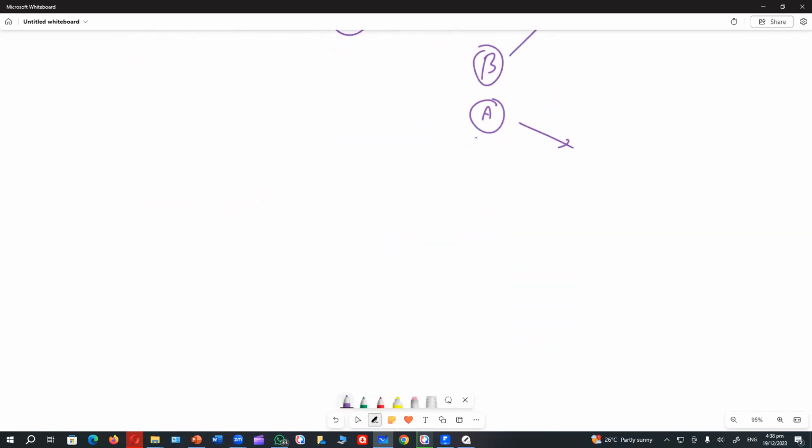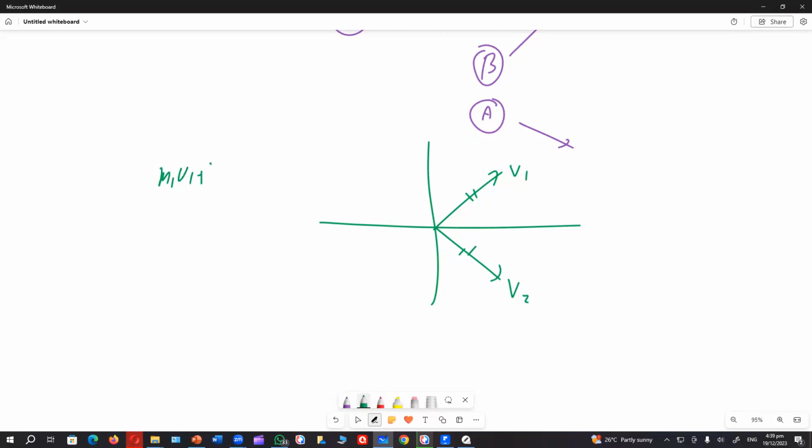Actually, this is a difficult topic always. When you are dealing with 2D momentum, remember to resolve the velocities of the two objects when they are moving in two directions. You have to resolve the two velocities and then apply the law of conservation of momentum, I mean the formula M1U1 plus M2U2 is equal to M1V1 plus M2V2.